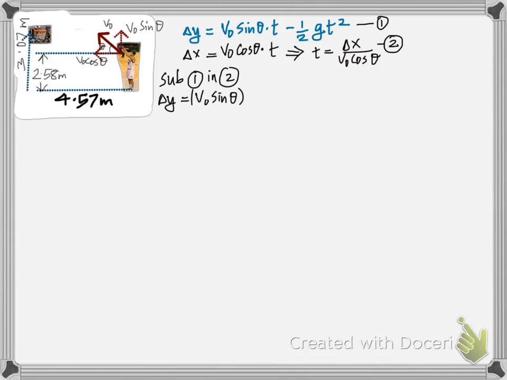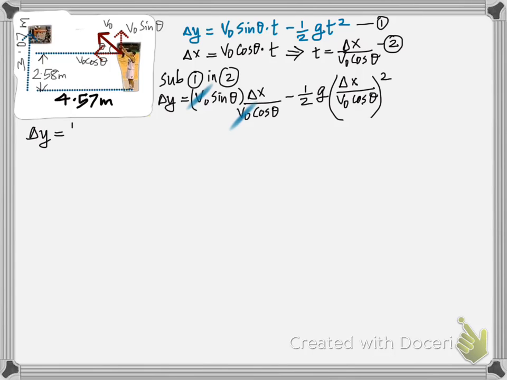So that will become delta y equals v naught sin theta times t. Instead of t, we'll write the whole thing: delta x by v naught cos theta, minus 1/2 g. And when you have t squared, you write delta x by v naught cos theta, the whole squared. So you have to square every quantity in there. That is delta y. V naught gets cancelled. Sin theta by cos theta is tan theta. And then you have minus g delta x squared over 2 v naught squared cos squared theta.